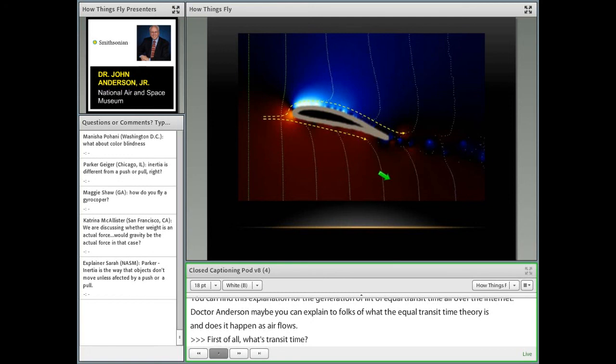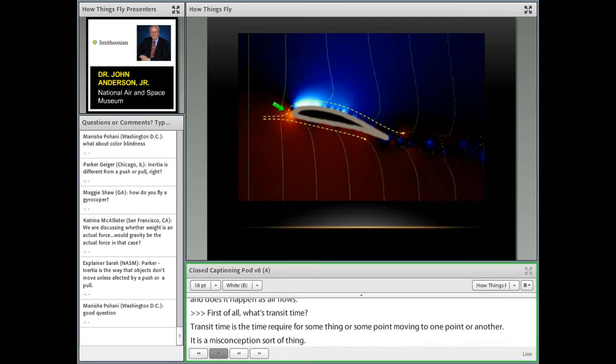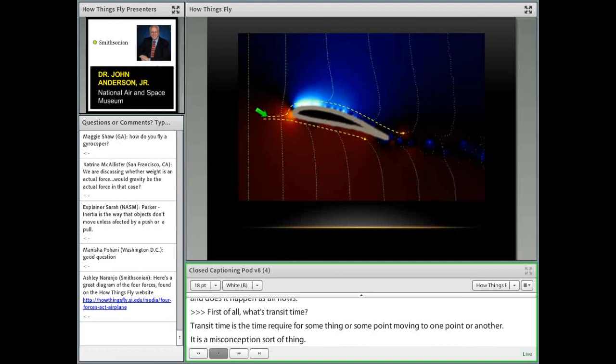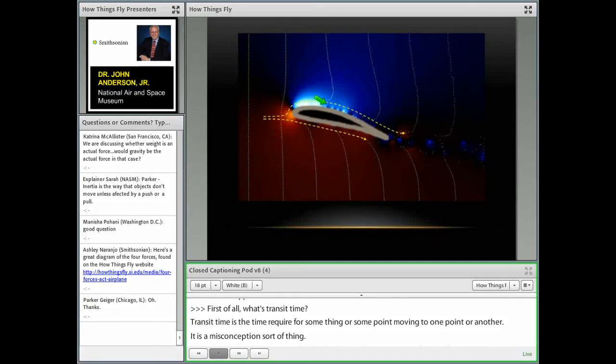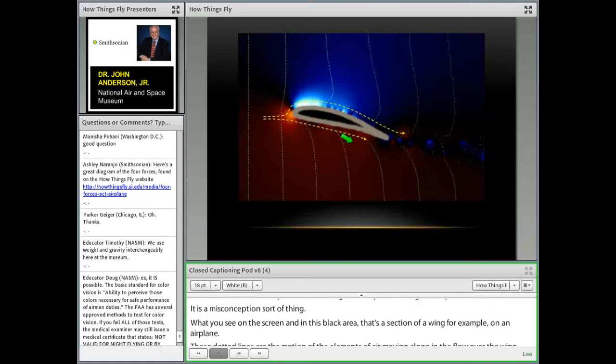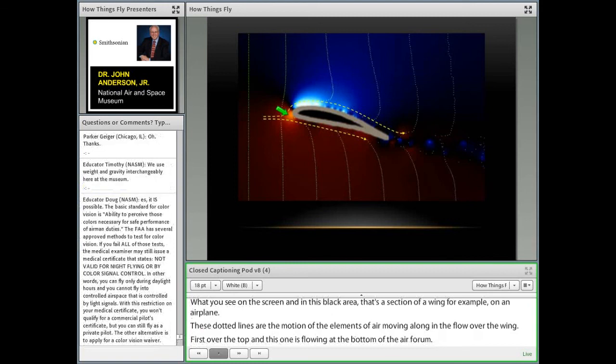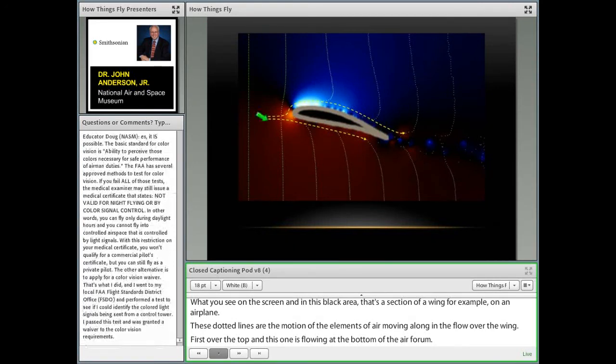is this sort of thing. What you see on the screen in this black area, that's an airfoil. It's a section of a wing, for example, on an airplane. And these dotted lines are the motion of little elements of air moving along in the flow over the wing. First over the top, and this one is a flow over the bottom of the airfoil. Now, intuition might tell you that when a hunk of air gets up here to the front of the airfoil, it's called the leading edge, that it would divide, and part of it would flow over the top, and part of it would flow over the bottom.